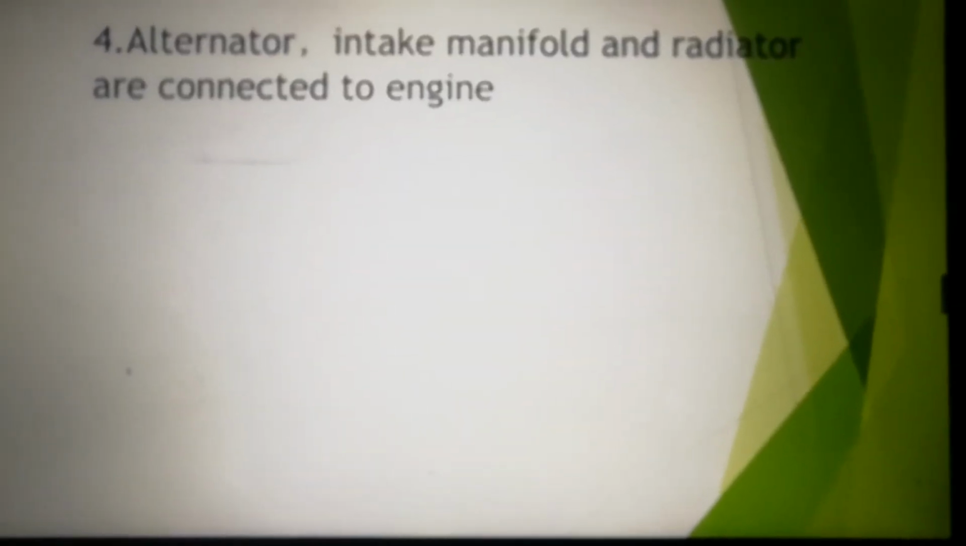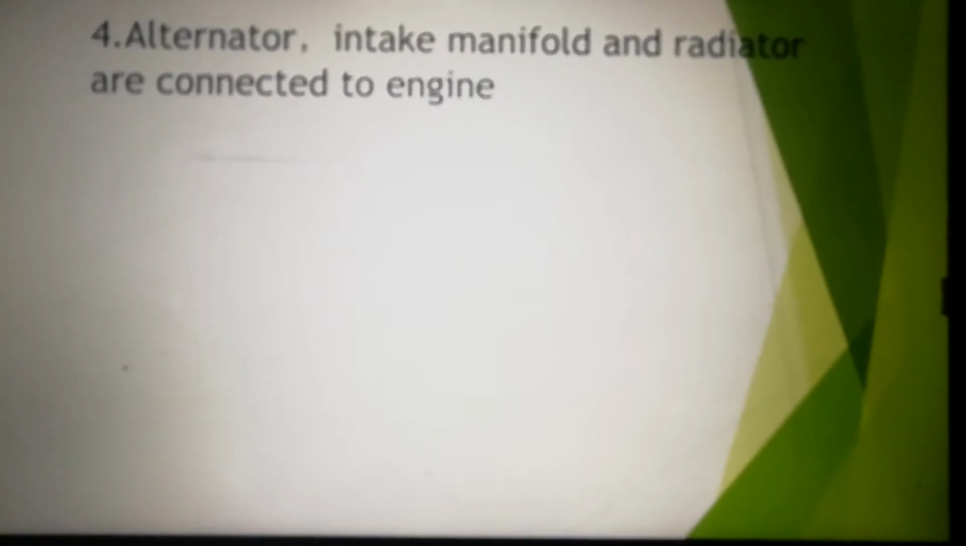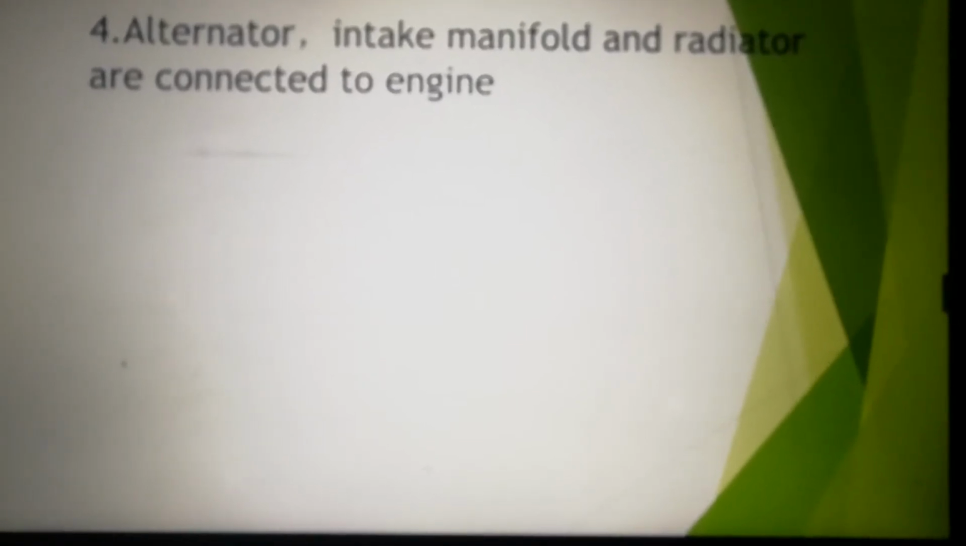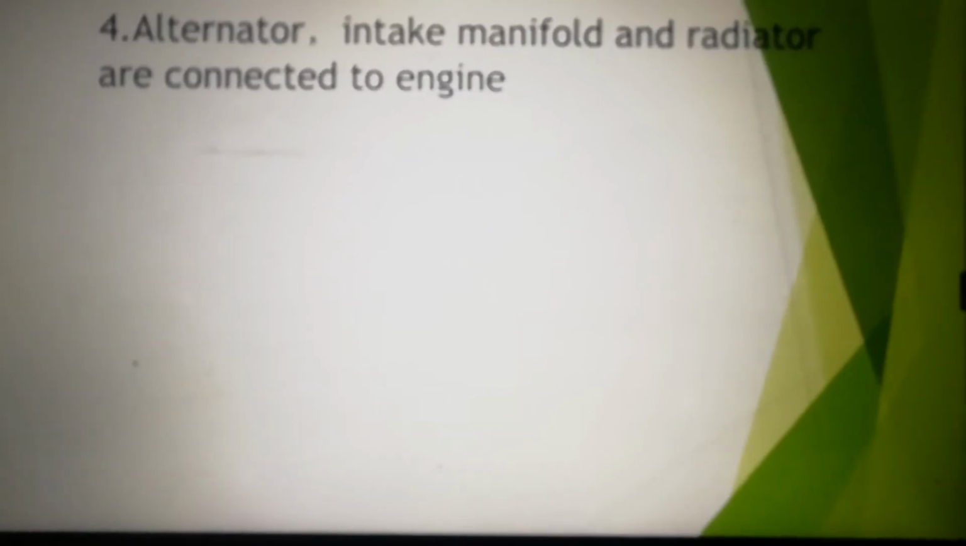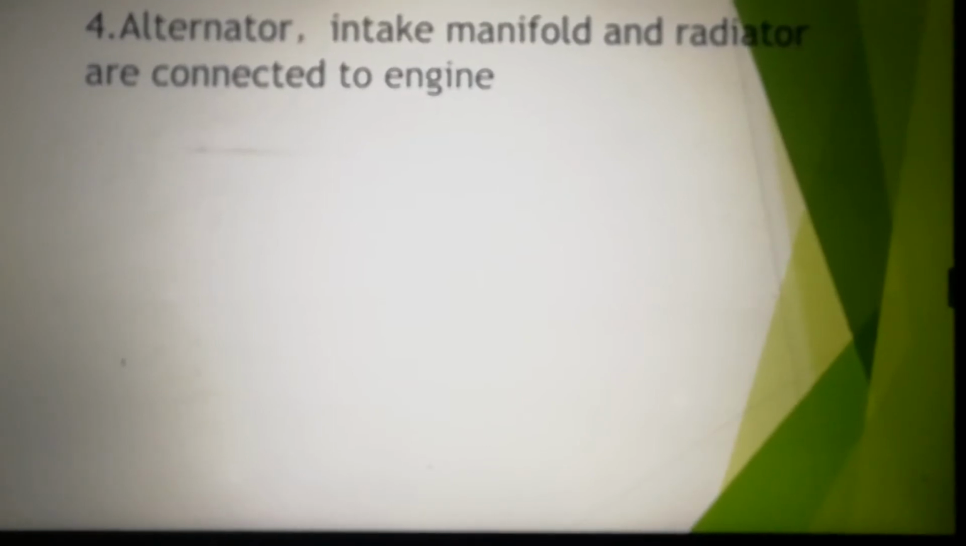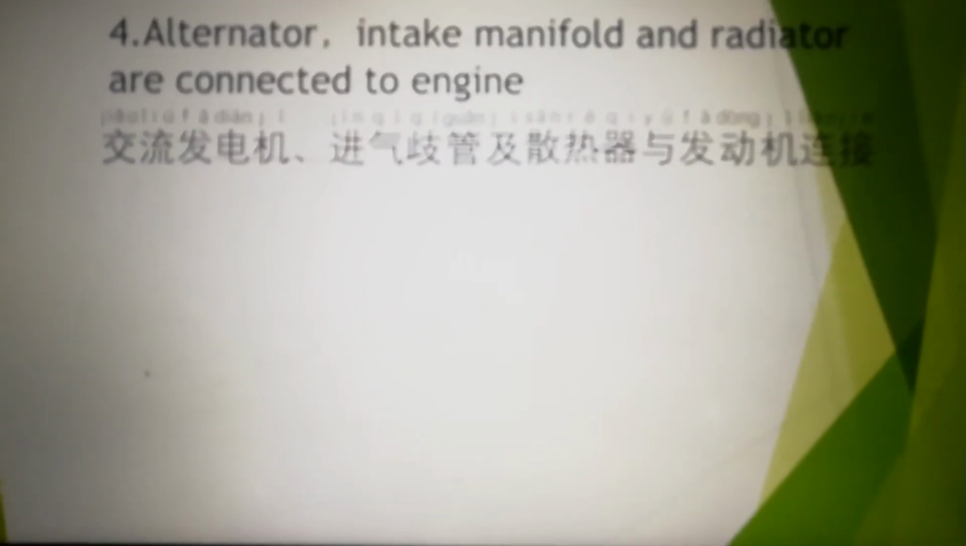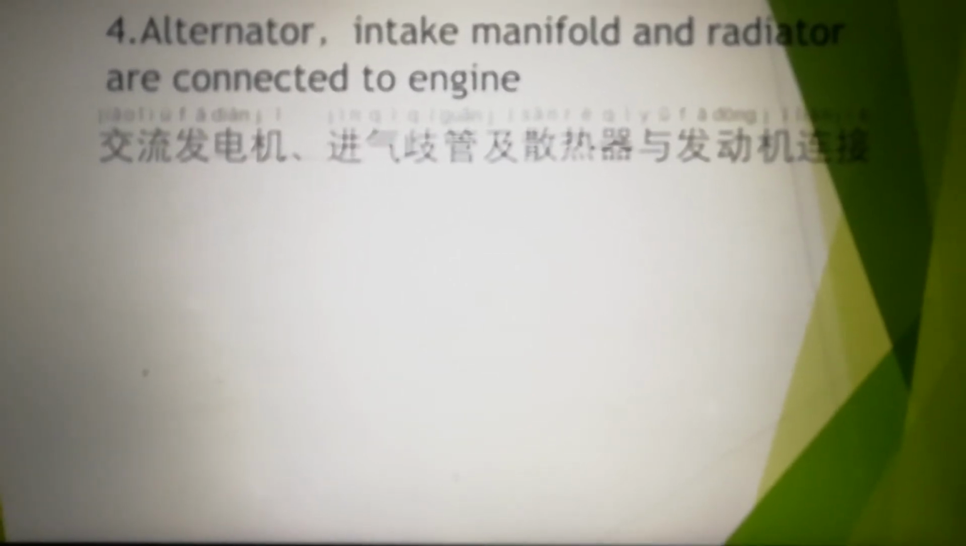Next. Alternator, intake manifold, and radiator are connected to engine. How to express this sentence in Chinese? In Chinese, this sentence can be expressed like this. So, how to read this Chinese sentence? We can read like this.